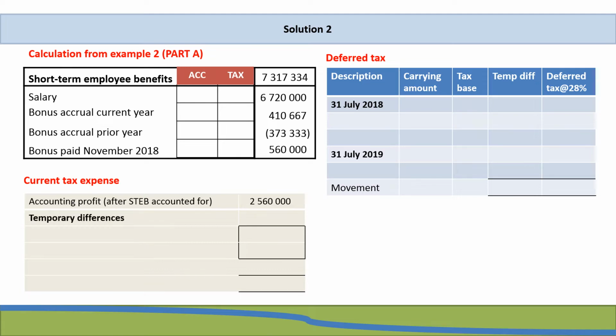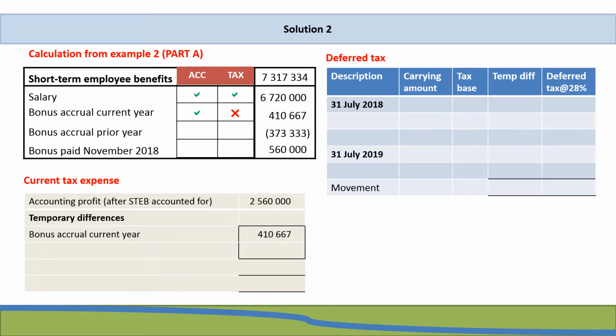So if we have a look at our short-term employee benefits, salaries are deducted for accounting purposes, but they are also deductible for tax purposes. A bonus accrual for the current year is deductible for accounting purposes, but not for tax purposes. Therefore, we have a temporary difference and we need to include it in our tax calc. The bonus accrual for the current year was deducted when calculating our accounting profit. Therefore, we need to add it back, as for tax purposes it is not deductible.